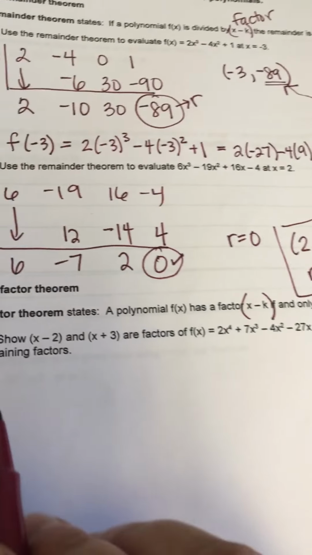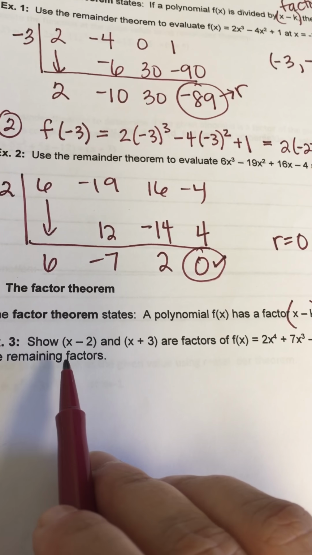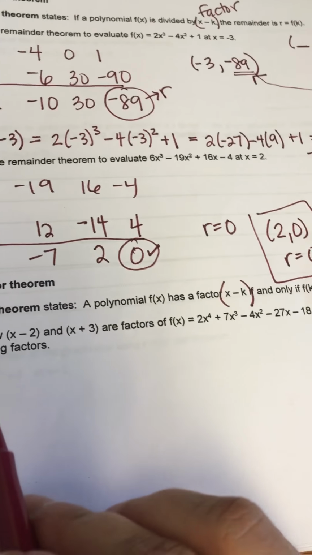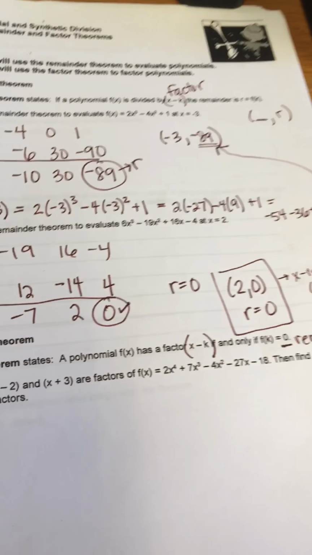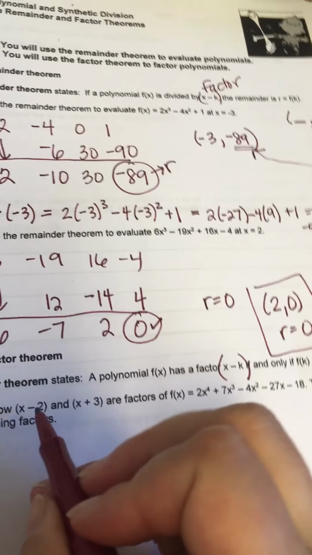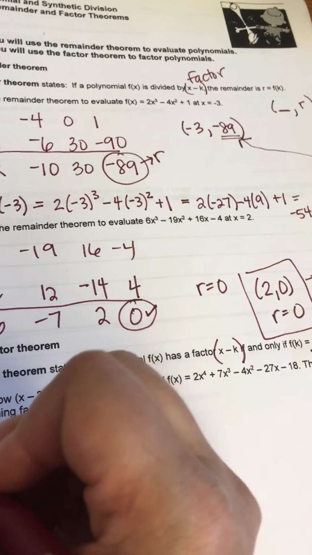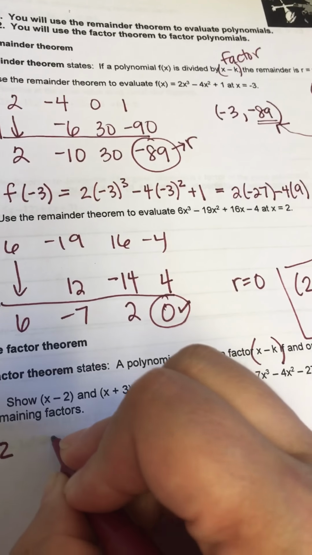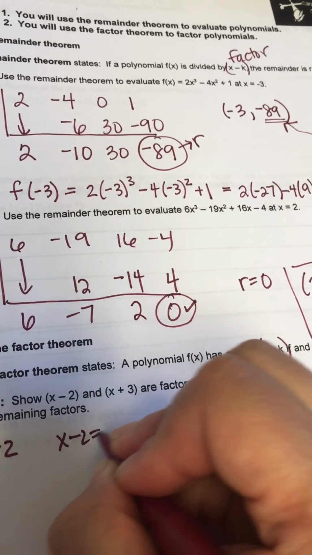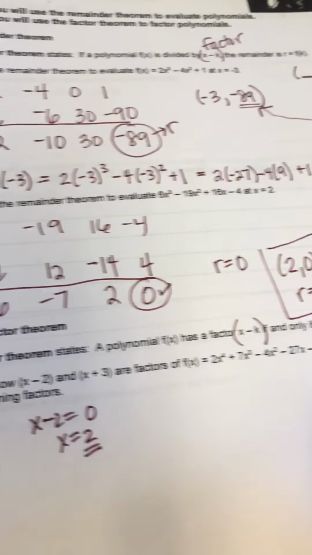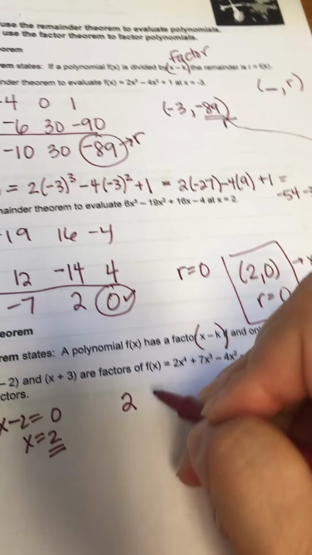So when you are asked to show, like on this problem, show these factors are factors of this function and then find the rest, they're saying these are supposed to end in 0. So if they don't end in 0, there's a problem. So start with either one of these. Now remember, my factor is x minus 2, which means I set it equal to 0, and this is the number I plug into my synthetic division.